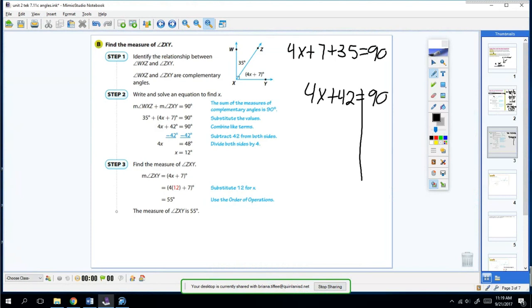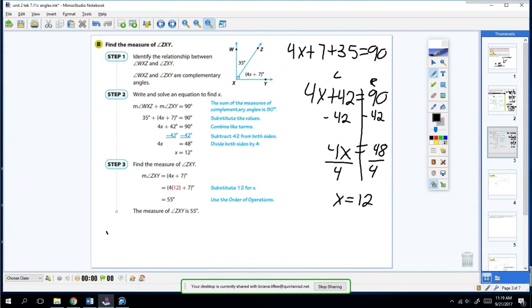So I draw my line. I've got a left side and a right side. I'm going to look at the left side again. You're going to look at 42. Since that 42 is being added, we're going to subtract 42 from both sides. Bring down my equal sign. Now I have 4x is equal to 48. Since that 4 is being multiplied, you're going to do the opposite and divide both sides by 4. And you get x is equal to 12.